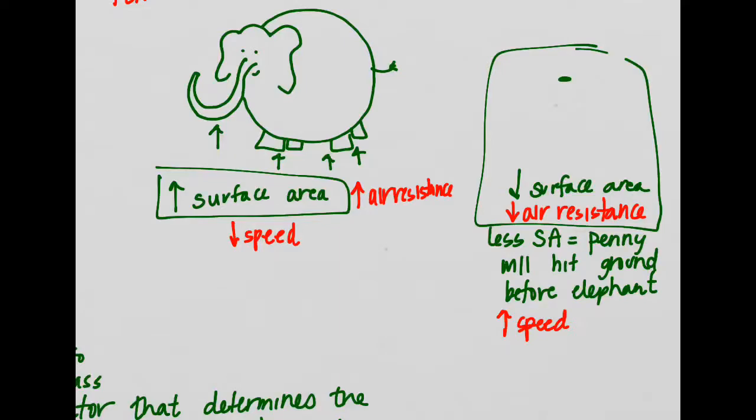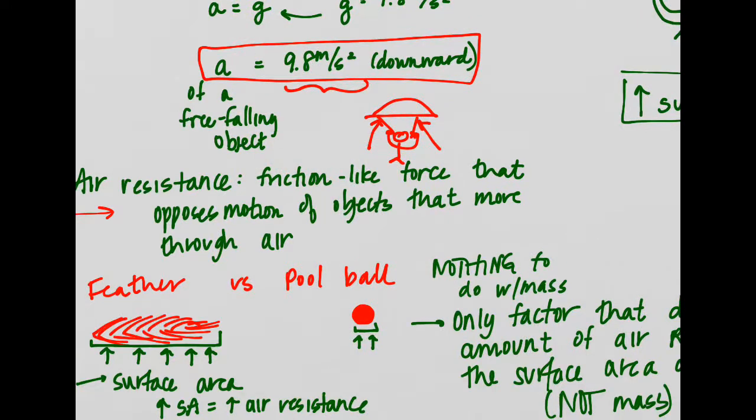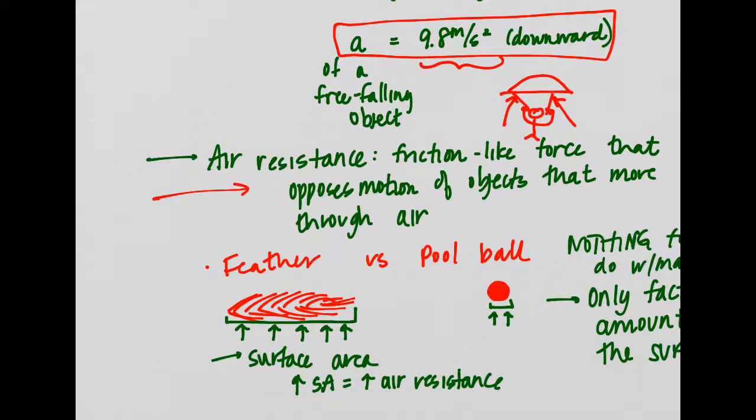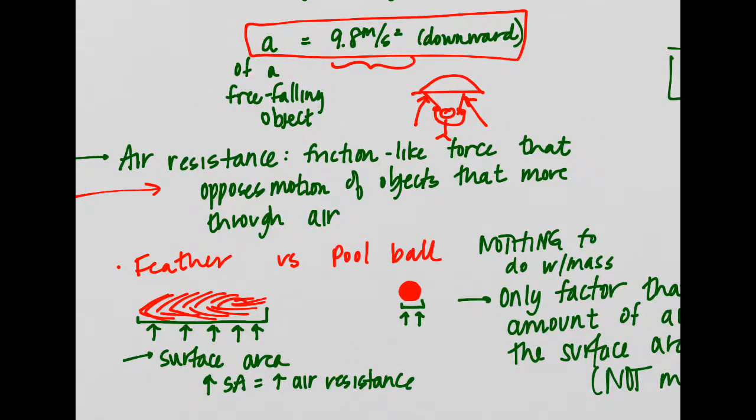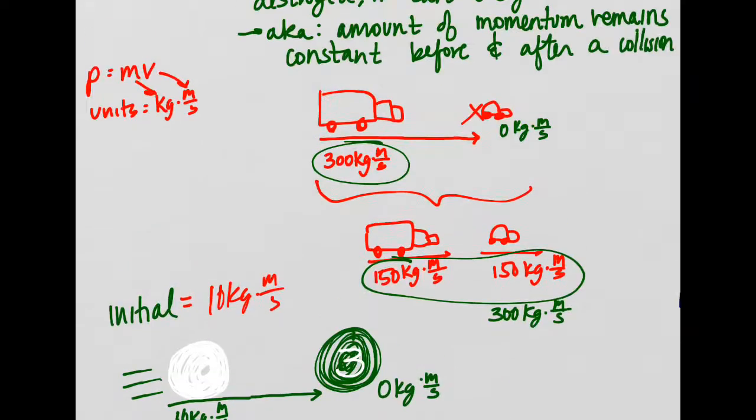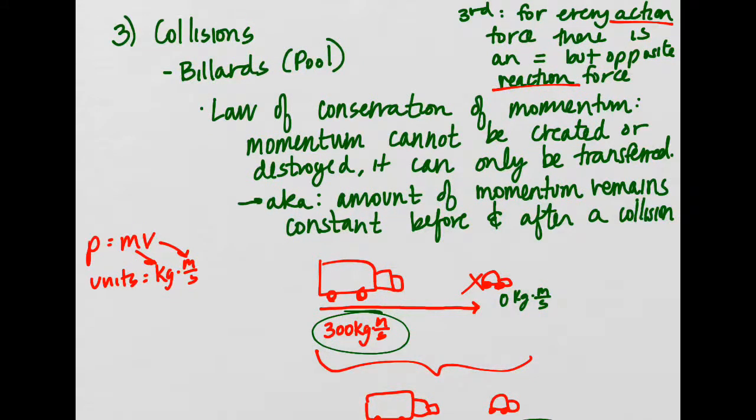Okay? So that's what you need to know about the main thing that determines air resistance and the relationship between surface area and air resistance. Our final piece from chapter 3 that you need to understand is how Newton's third law can apply to collisions. Remember that Newton's third law states that for every action force there is an equal but opposite reaction force.